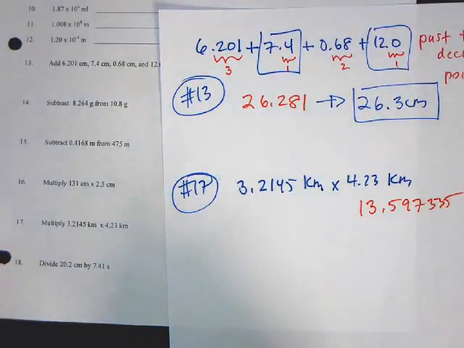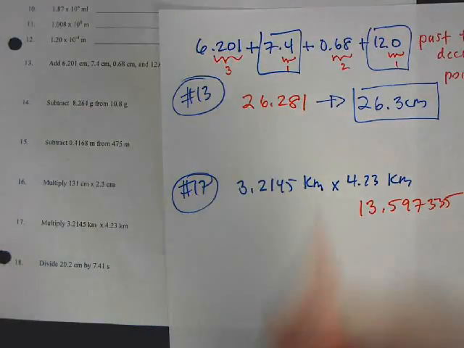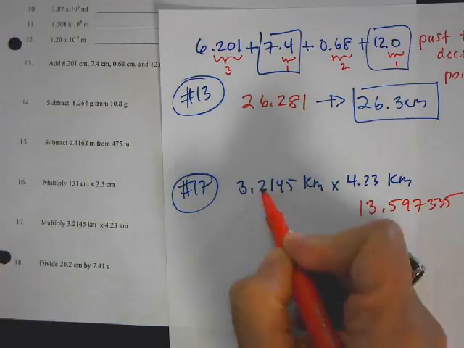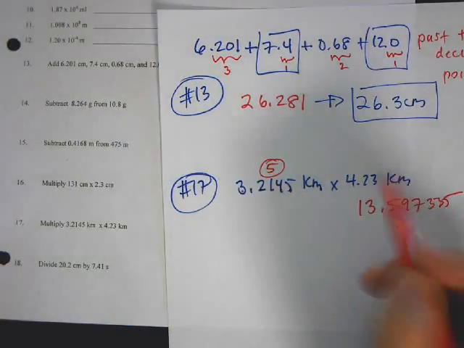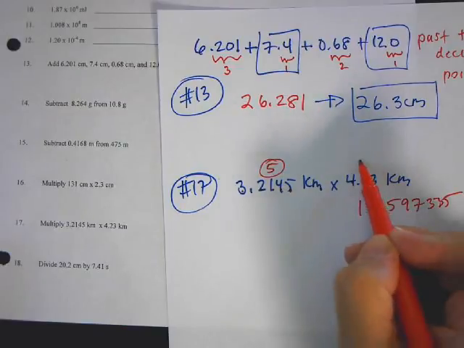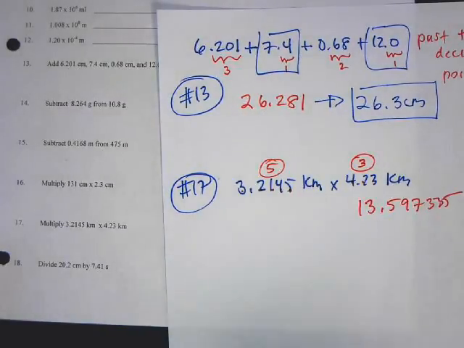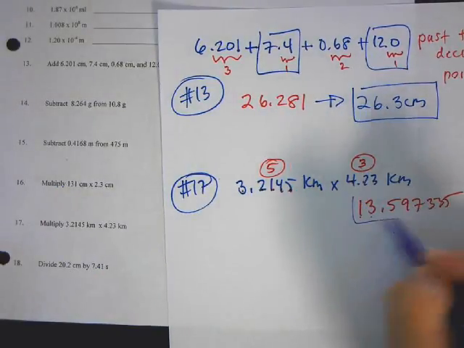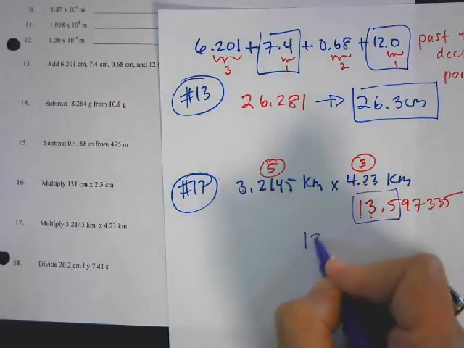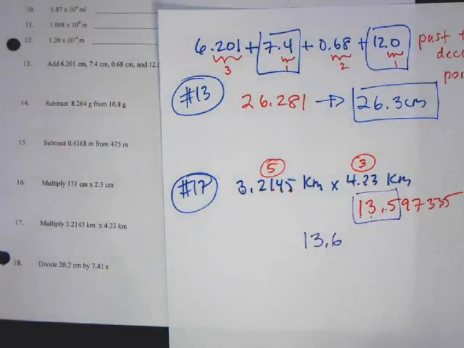What I'm going to do is I'm actually going to count the number of significant figures in each number. So this one is 1, 2, 3, 4, 5. This one is 1, 2, 3. So I'm going to round my answer to the least number of significant figures, which would be 3. 1, 2, 3. So my final answer is going to be 13.6.